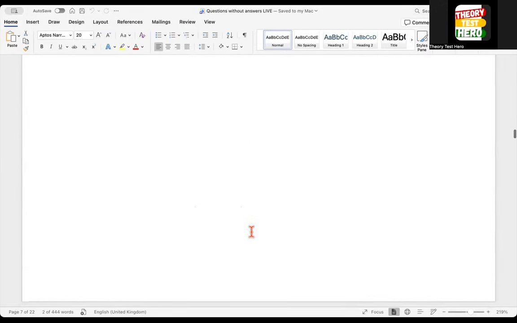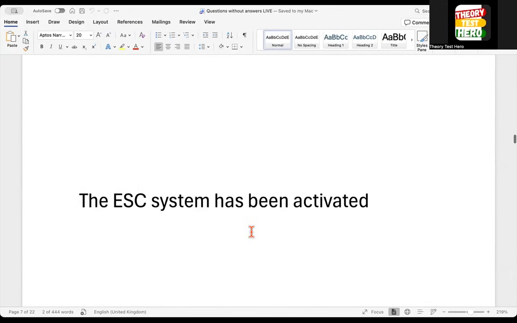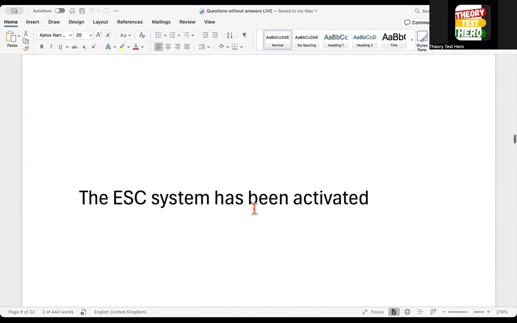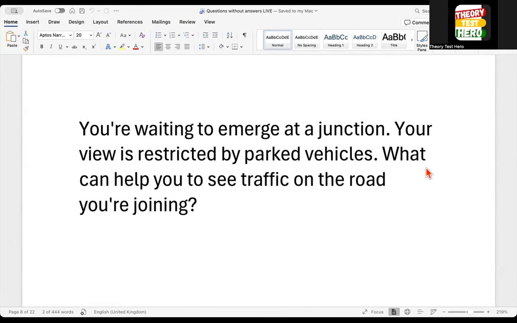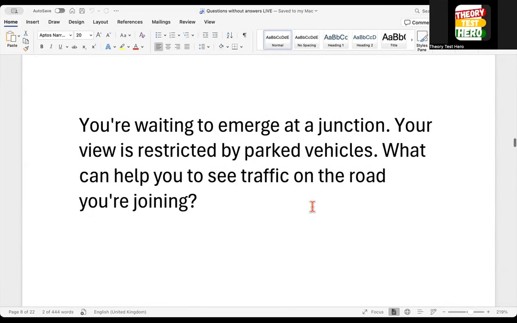Okay. Good. This ESC system has been activated. Excellent, guys. You're waiting to emerge at a junction. Your view is restricted by parked cars. What can help you to see traffic on the road you are joining?